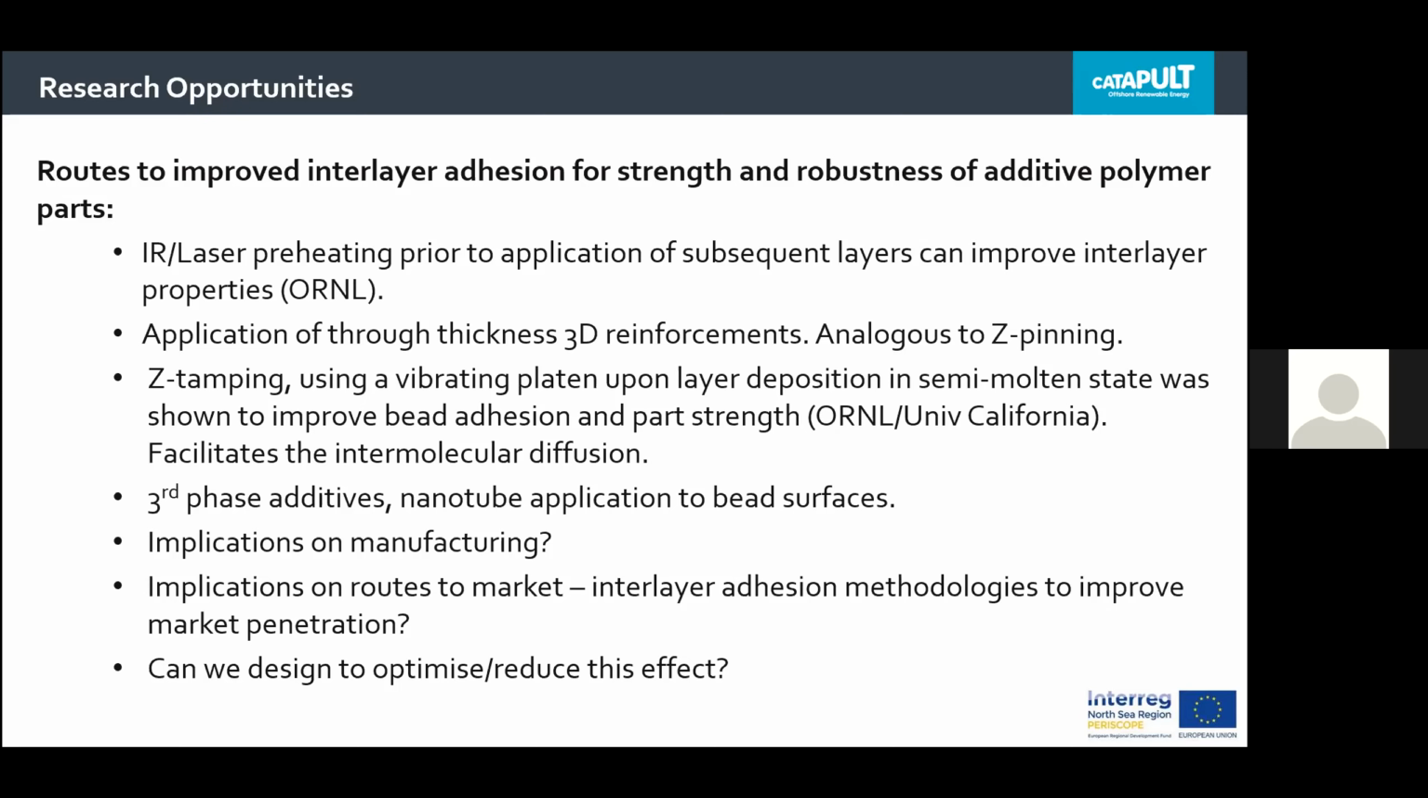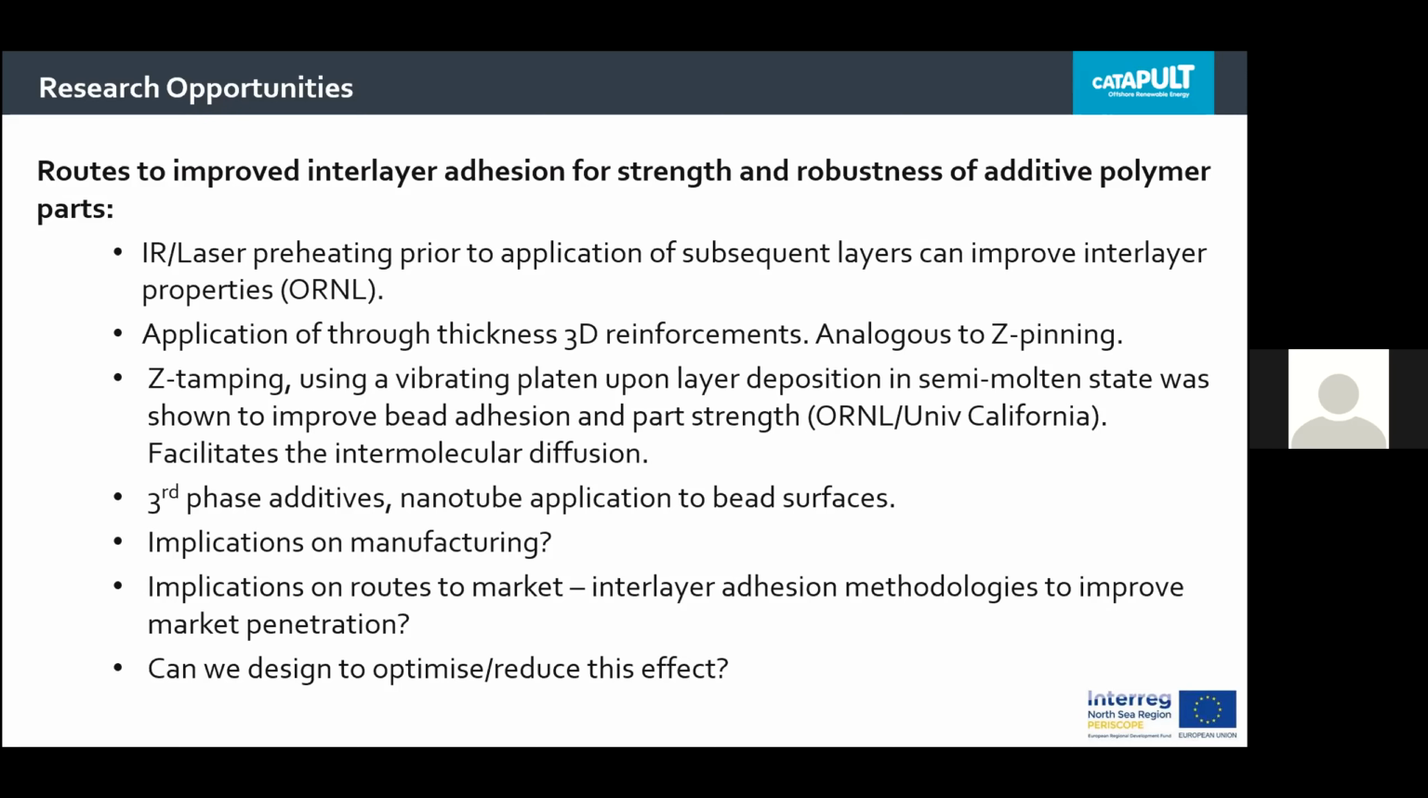Other approaches can include the application of through thickness 3D reinforcements. I believe there's a research group, I think it might have even been Rationale again. They produced strips of thermoplastic in the Z direction, that is within the overall build, and that also improved the situation regarding the through thickness interlayer strength.